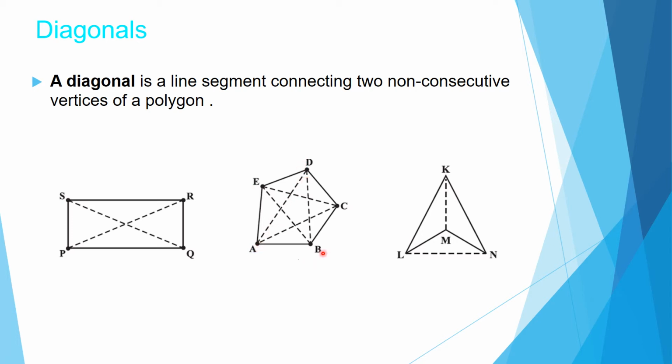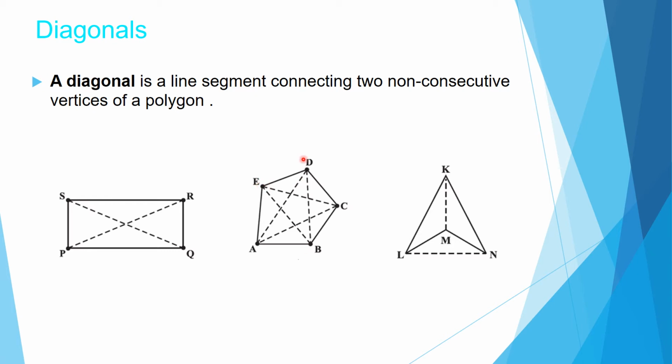Similarly, from B you can take BE and BD, because the rest two are its sides. If you join BC and BA, that will be the side of the figure, so that cannot be a diagonal. And E is left. E with B has already come, and E with C is left. So in this pentagon, there are 5 diagonals, as you can see, 1, 2, 3, 4, 5.